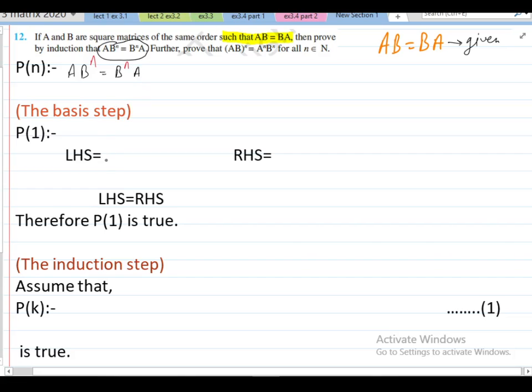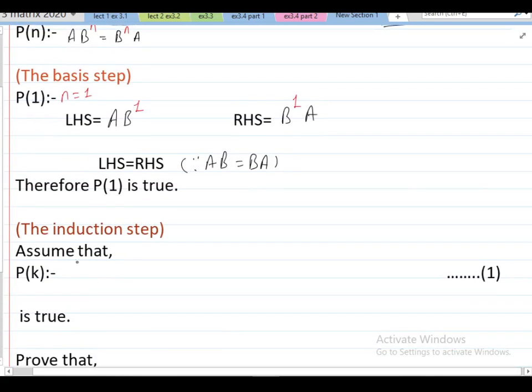Okay, start from the first step. Put n equal to 1. Left hand side is AB raised to 1, and the right hand side is B raised to 1 into A. It is given that AB is equal to BA, so our left hand side is the right hand side, right? Yes, sir. So the first step is complete.